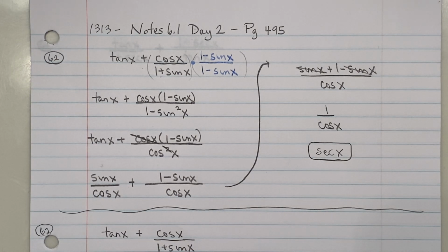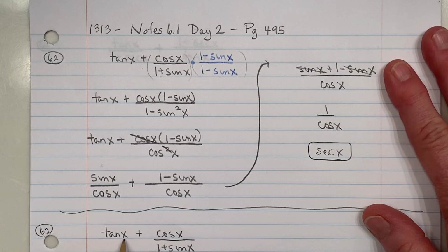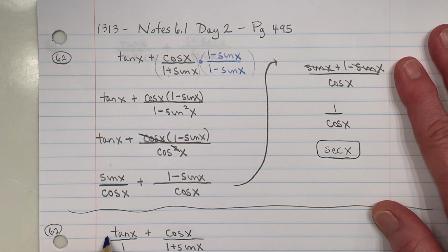Okay, so here's the original problem. Let's take a different approach. What if we decided we wanted a common denominator from the very beginning? Meaning I would make tangent a fraction. Then I would come over here and multiply this term by the same denominator, 1 plus sine x over 1 plus sine x.